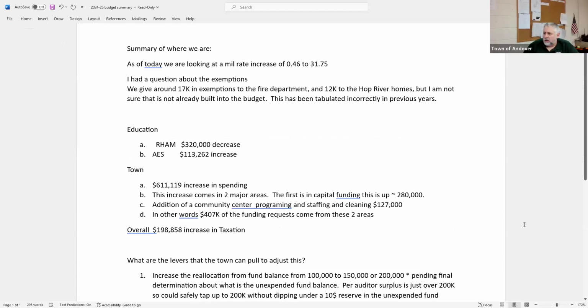So of that, we talked through the exemptions. Right now, we're looking at about a $500,000 increase. And if you look at it on the town's side, there's two major drivers of that.